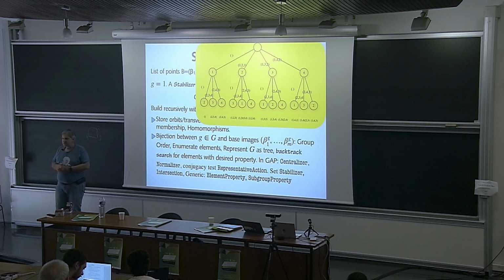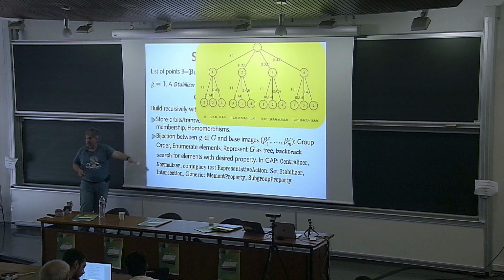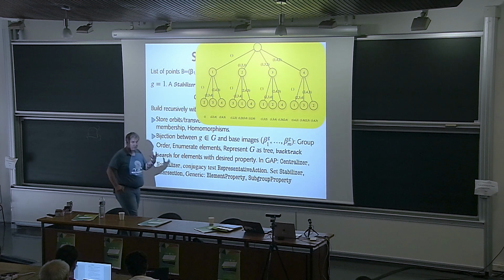And so you can use ideas like this to basically cut off the branches, that if you know the image of 1 is 2, then you know in that case this branch here and that branch here can be cut off. And often if you have more points, this is much deeper, and cutting off branches really reduces the search. That is what makes the backtrack search feasible.